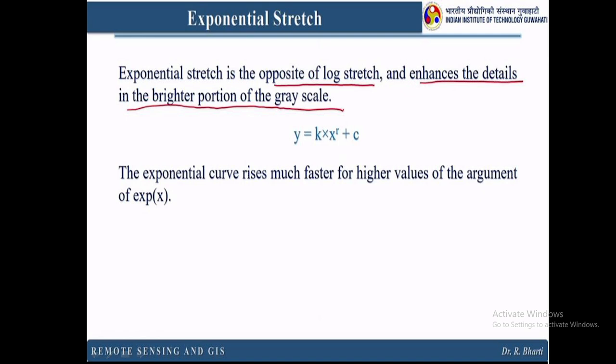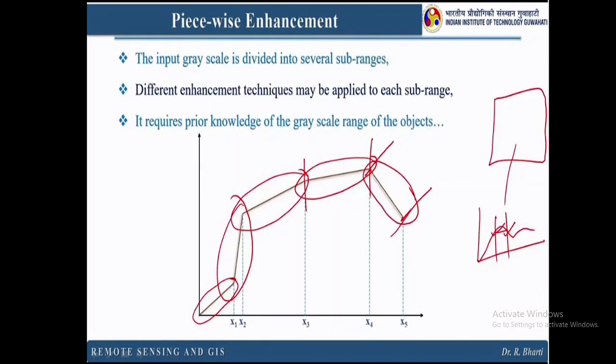This is the exponential stretch. The exponential stretch is the opposite of the log stretch, and it enhances the details in the brighter portion of the gray scale. In a log stretch the darker portion becomes darker, but here the brighter portion of the grayscale is enhanced. The formula is y equal to k times x to the power r plus c. The exponential curve rises much faster for higher values of the argument x.